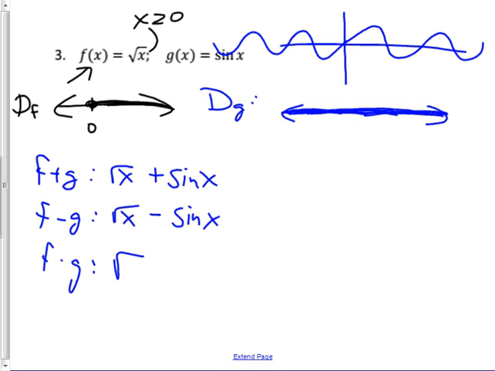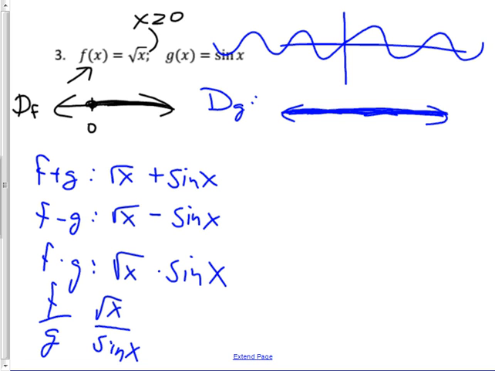For multiply, F times G, I just have to go square root of x times sine x. Do I have to actually multiply them? No, they're not like terms. Can't put them together. And then, do we have to do F divided by G on this side of the worksheet? F over G, okay. Square root of x over sine of x. Again, not like terms, so I'm not expected to actually do anything there except say, here's the answer.